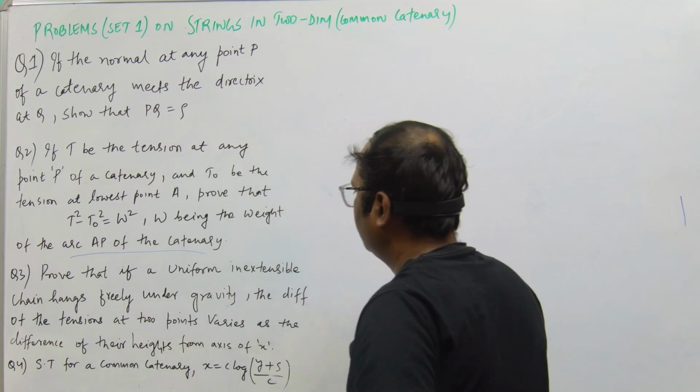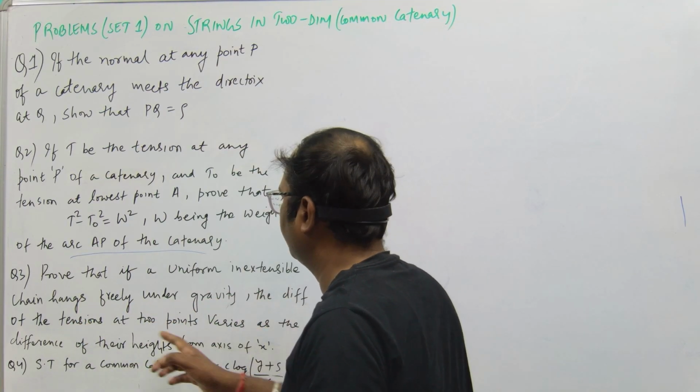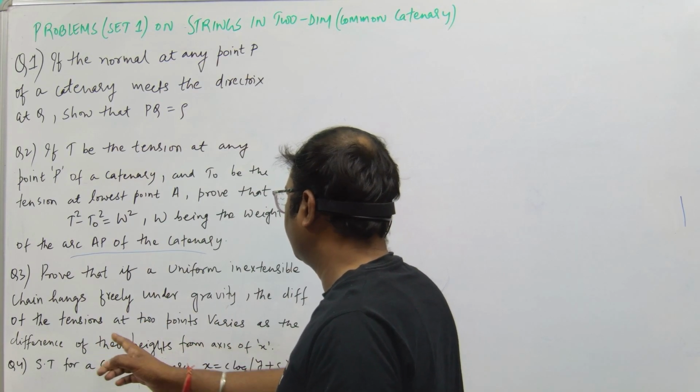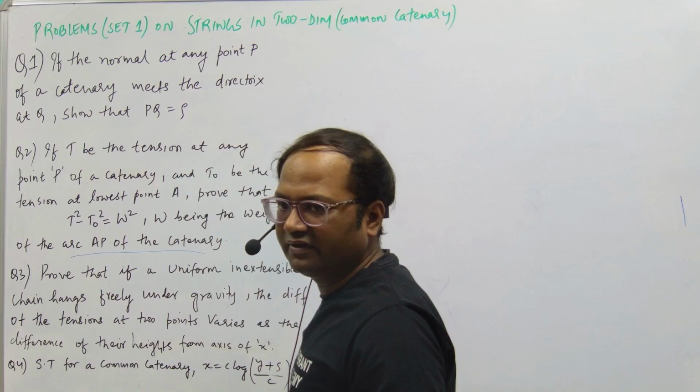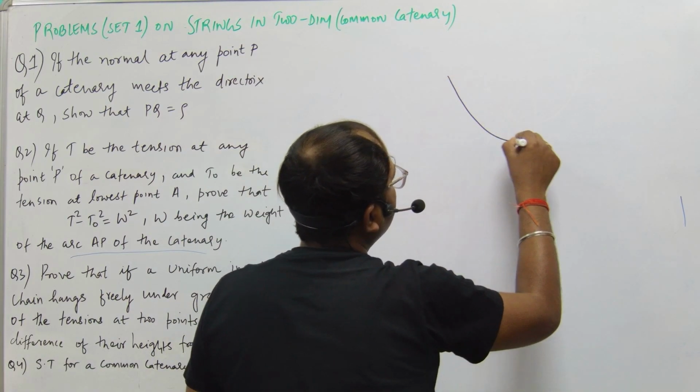To prove that if a uniform inextensible chain hangs freely under gravity, the difference of tensions at two points varies as the difference of their heights from the axis of x. So let us draw a common catenary. This is a common catenary.